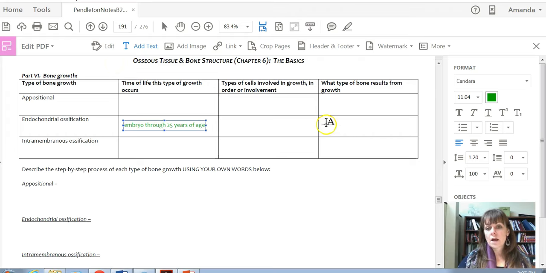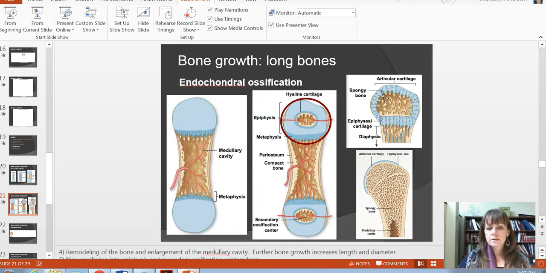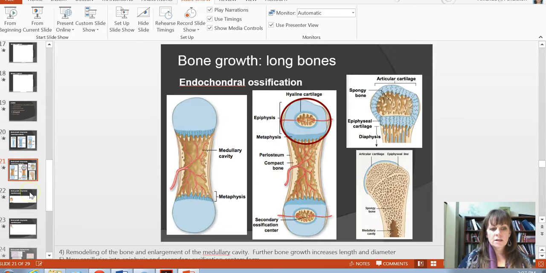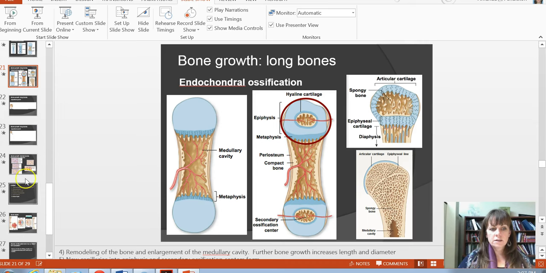Okay, the types of bones that go through this type of growth, so upper and lower limbs. The pelvis can go through this, the vertebra, and the ends of the clavicle, the ends of your collarbone. Okay. Now let's talk about what intramembranous ossification looks like next.